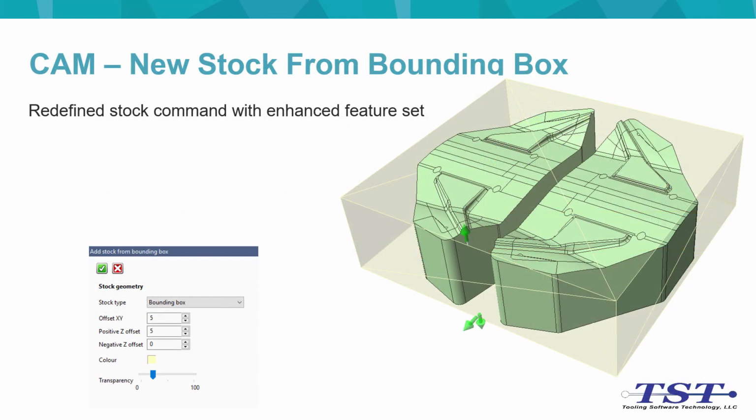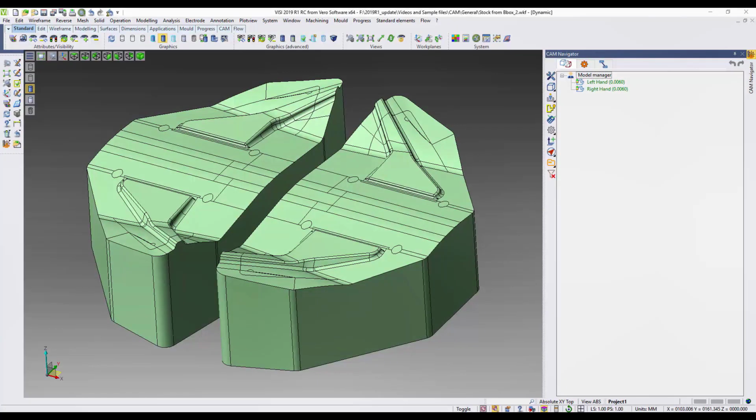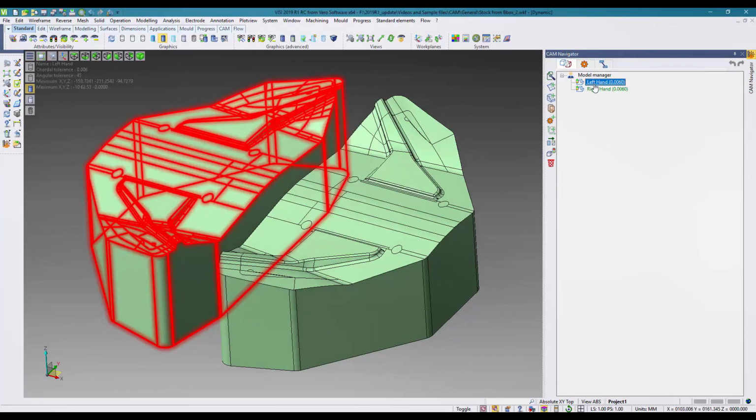Let's continue on. Under CAM, we have a new stock from Bounding Box. This is for 2019. We also have some expanded capability in 2020 that we'll see coming up. We can define stock by silhouette or bounding box. We can do a multiple piece selection. We can offset by X and Y, or Z positive or Z negative. Also some color transparency settings that we'll see in this video.